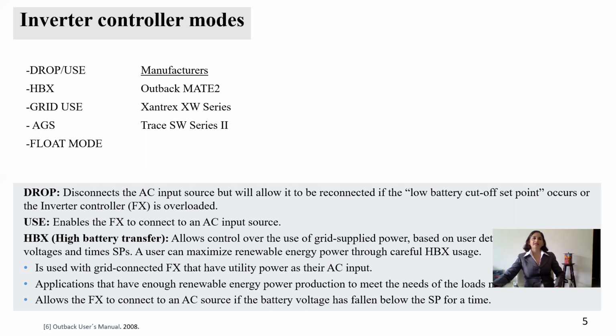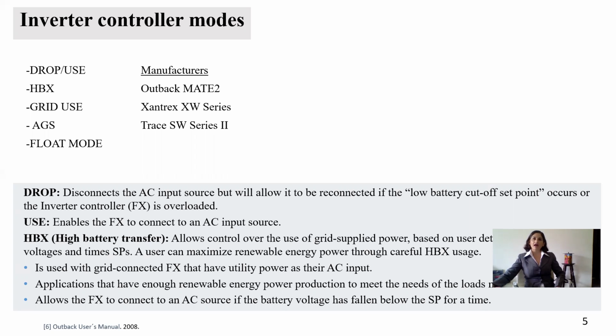Drop disconnects the AC input source, but will allow it to be reconnected if the low battery cut-off set point occurs or if the inverter controller is overloaded. Use connects the inverter to an AC input source.